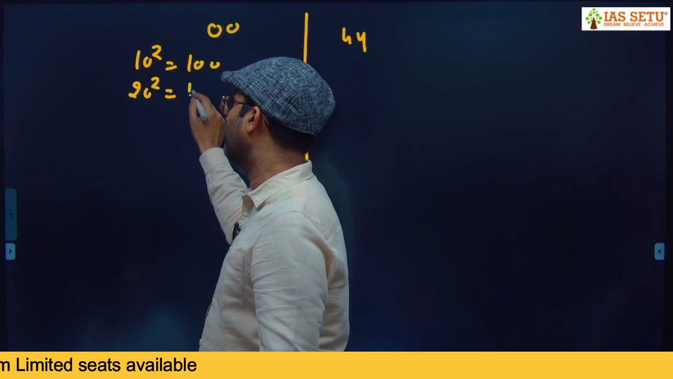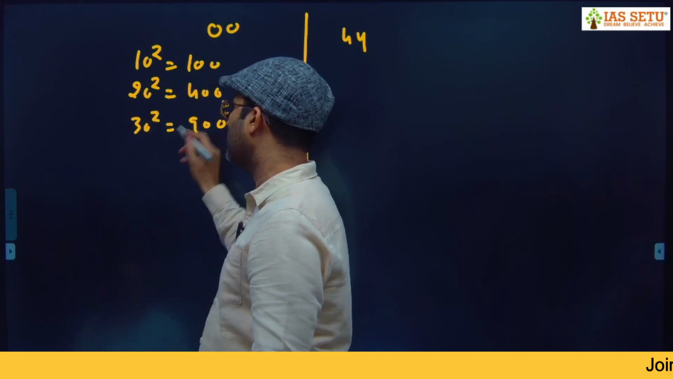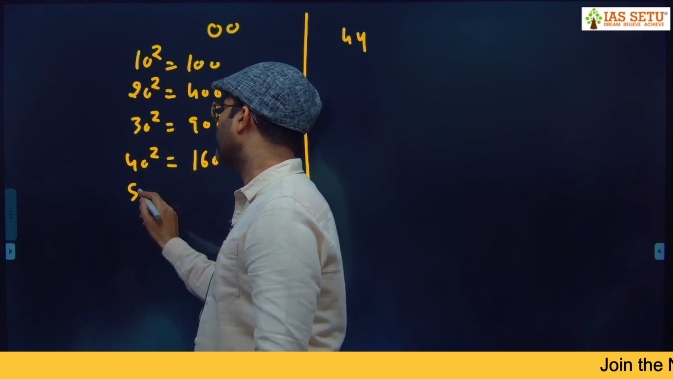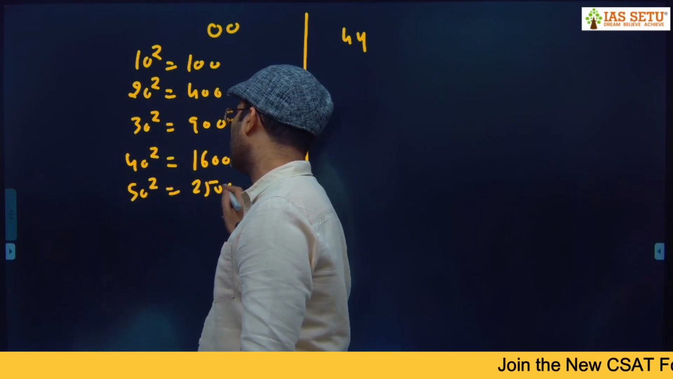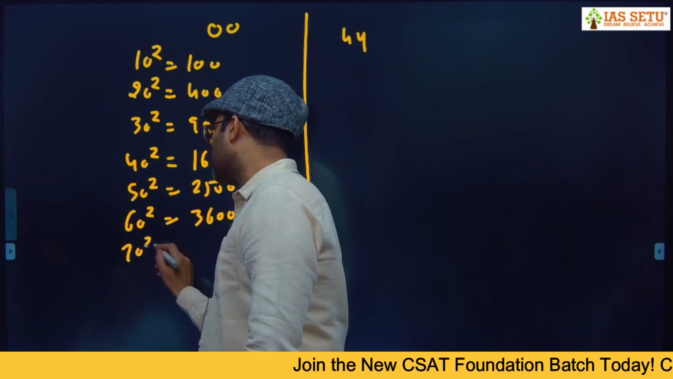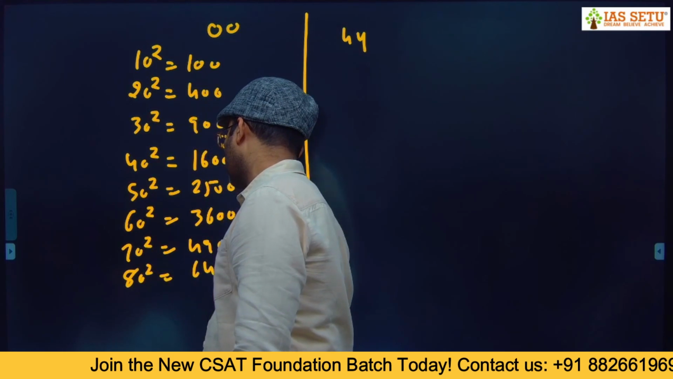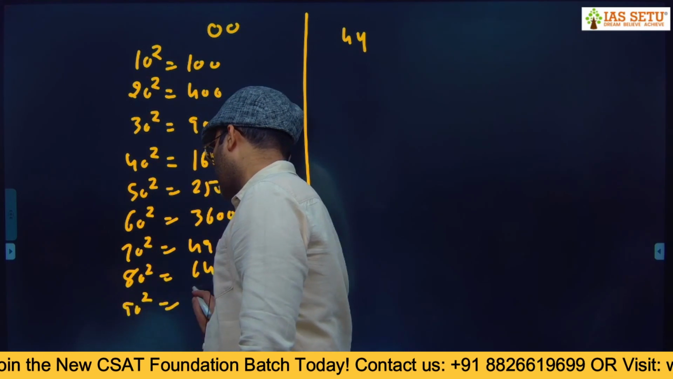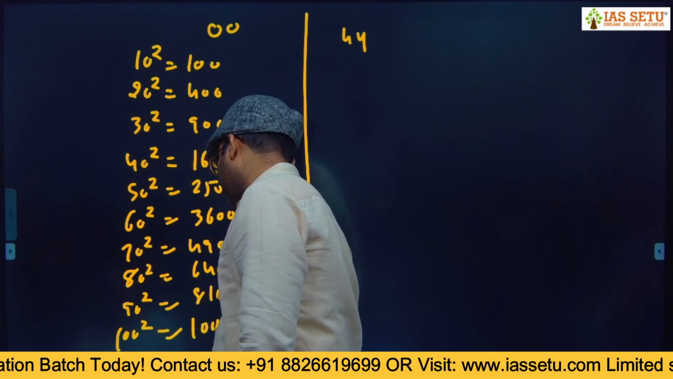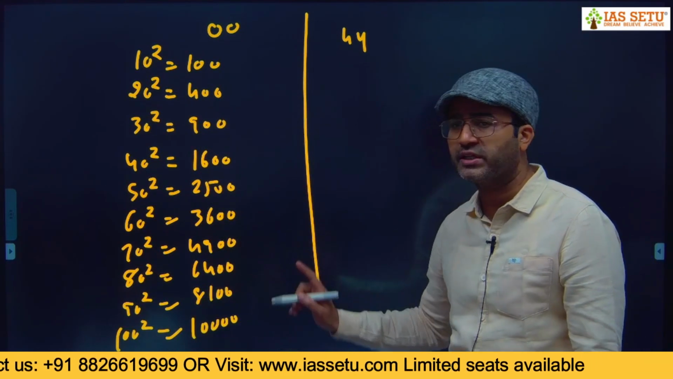20 square will help you 400, 30 square will help you 900, 40 square will help you 1600, 50 square will help you 2500, 60 square will help you 3600, 70 square will help you 4900, 80 square will help you 6400, 90 square will help you 8100, 100 square will help you 10,000. Since the range is from 1 to 10,000, 10,000 is included.